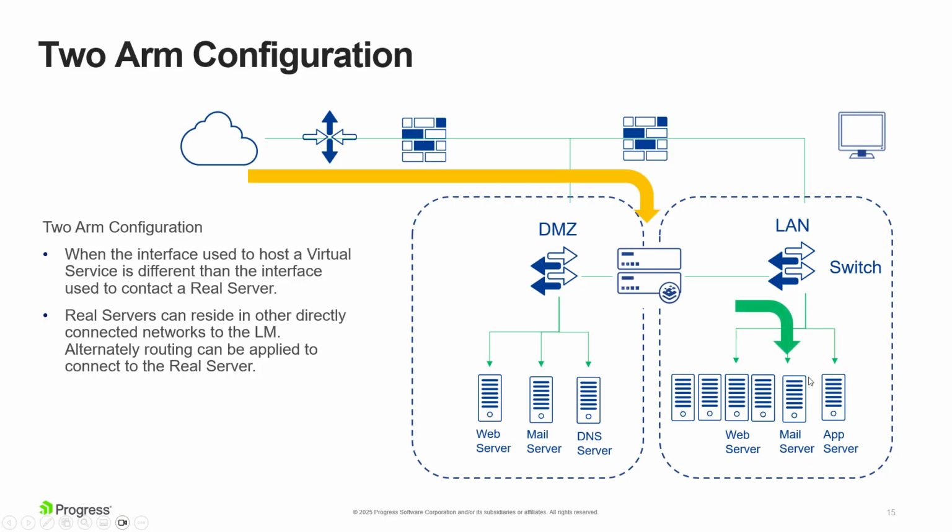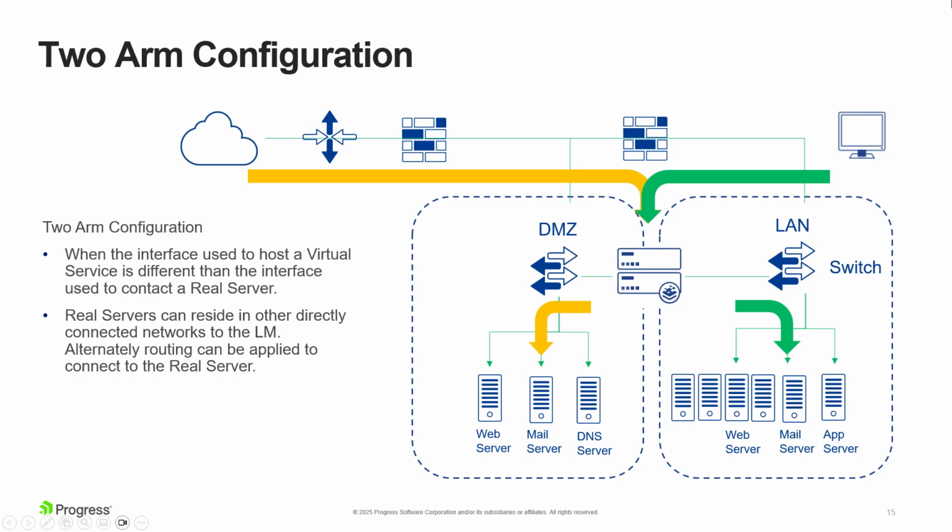We are a reverse proxy, so it's always two connections. So one to the virtual service that you set up and we host, and the second from the LoadMaster to the destination server. So two connections. One ARM means they both happen in the same network card. Okay, so the same single network card is used.